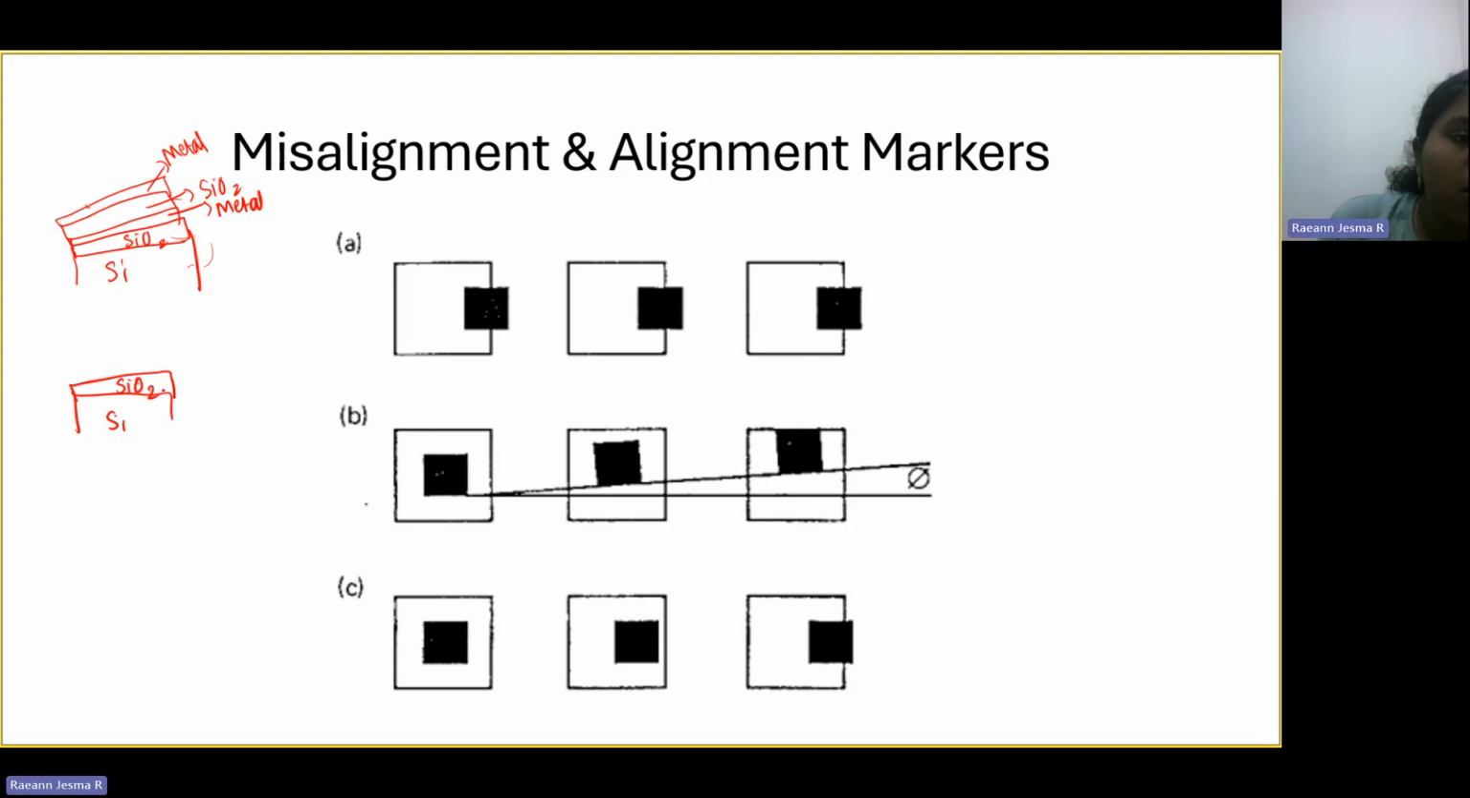I have some patterns on my wafer, I've transferred the patterns, and then etching is carried out. After etching, my SiO2 layer will look something like this. So I would have removed SiO2 in some regions where I don't want it, and in regions where I want it, SiO2 will be there.